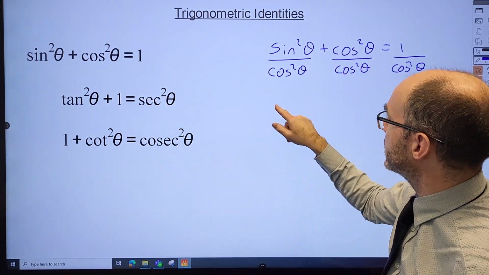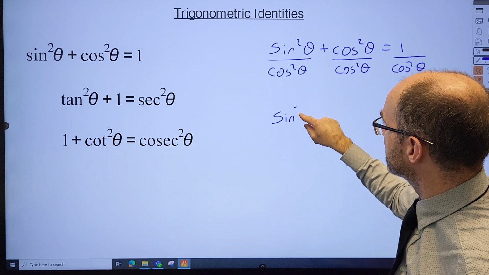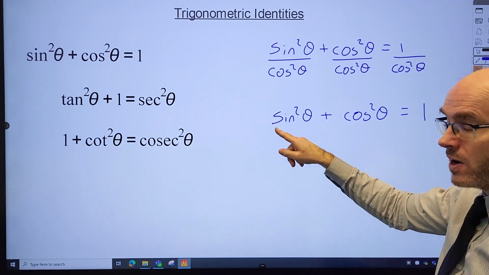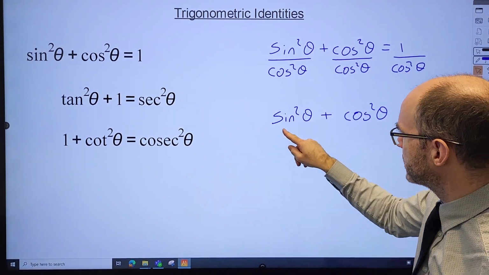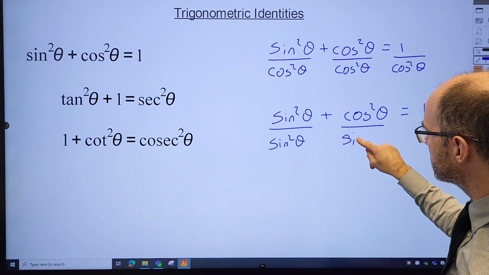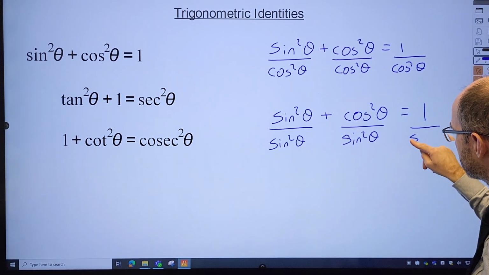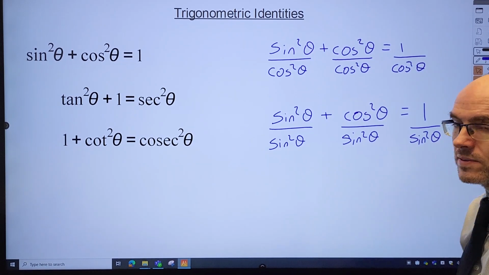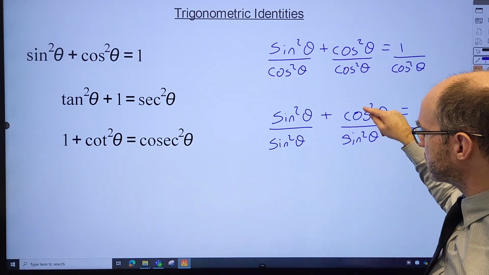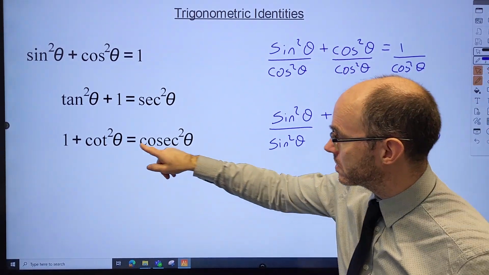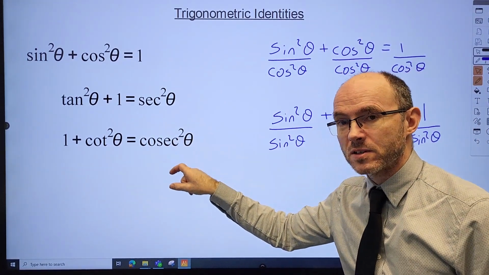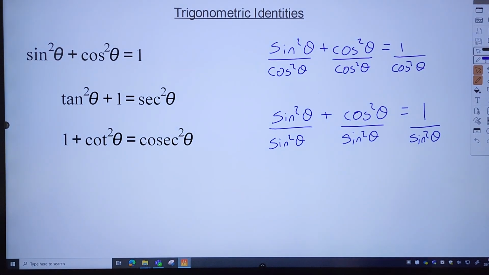And for the last one, you do the same sort of thing. I'm going to start with the top identity, and then divide both sides by sine squared theta. So divide that by sine squared theta, divide that by sine squared theta, dividing everything throughout by sine squared theta. And then this is just 1. Cos over sine is cot, so cos squared over sine squared is cot squared theta, and then 1 over sine squared theta is cosec squared theta. Just going to move away in case you want to take a screenshot of that.